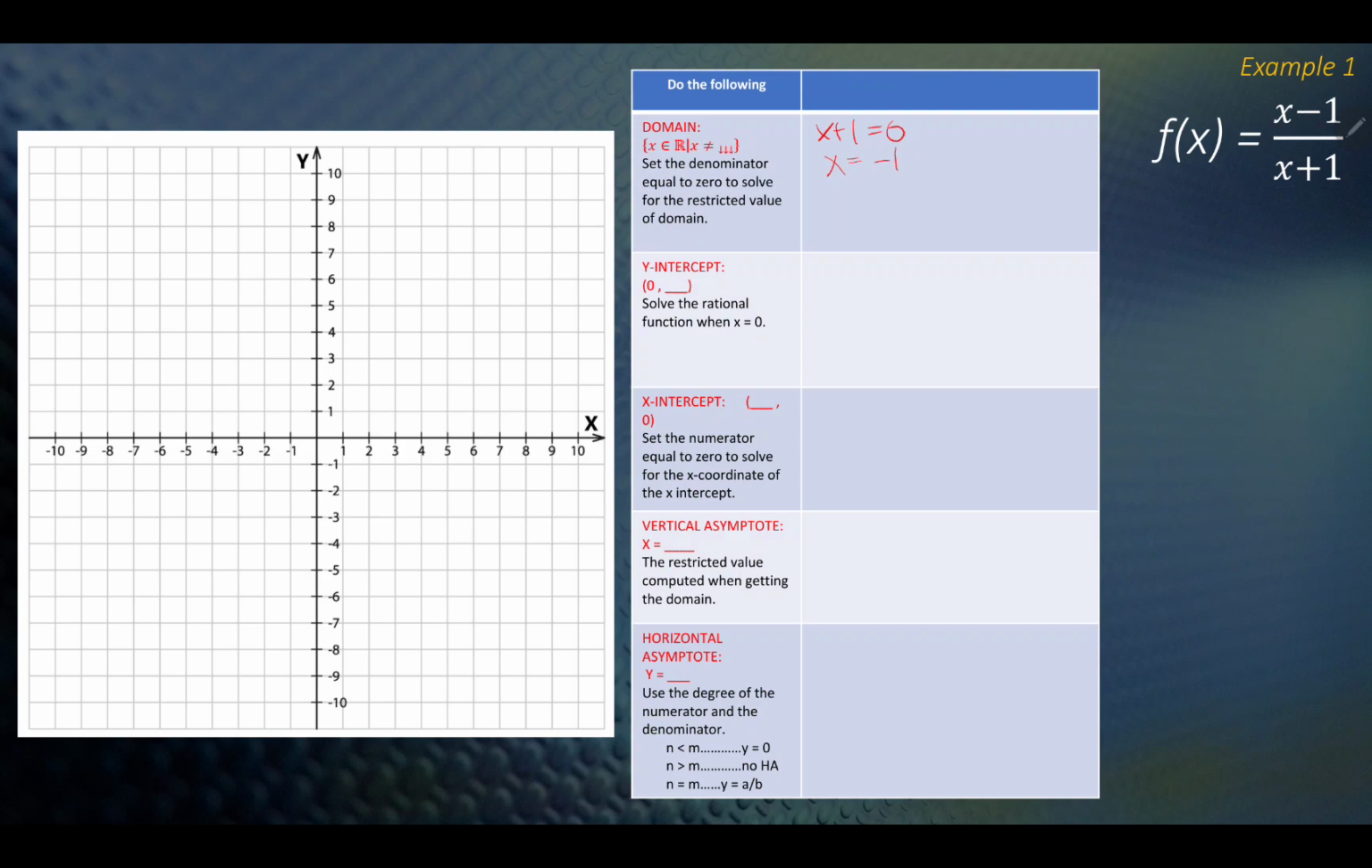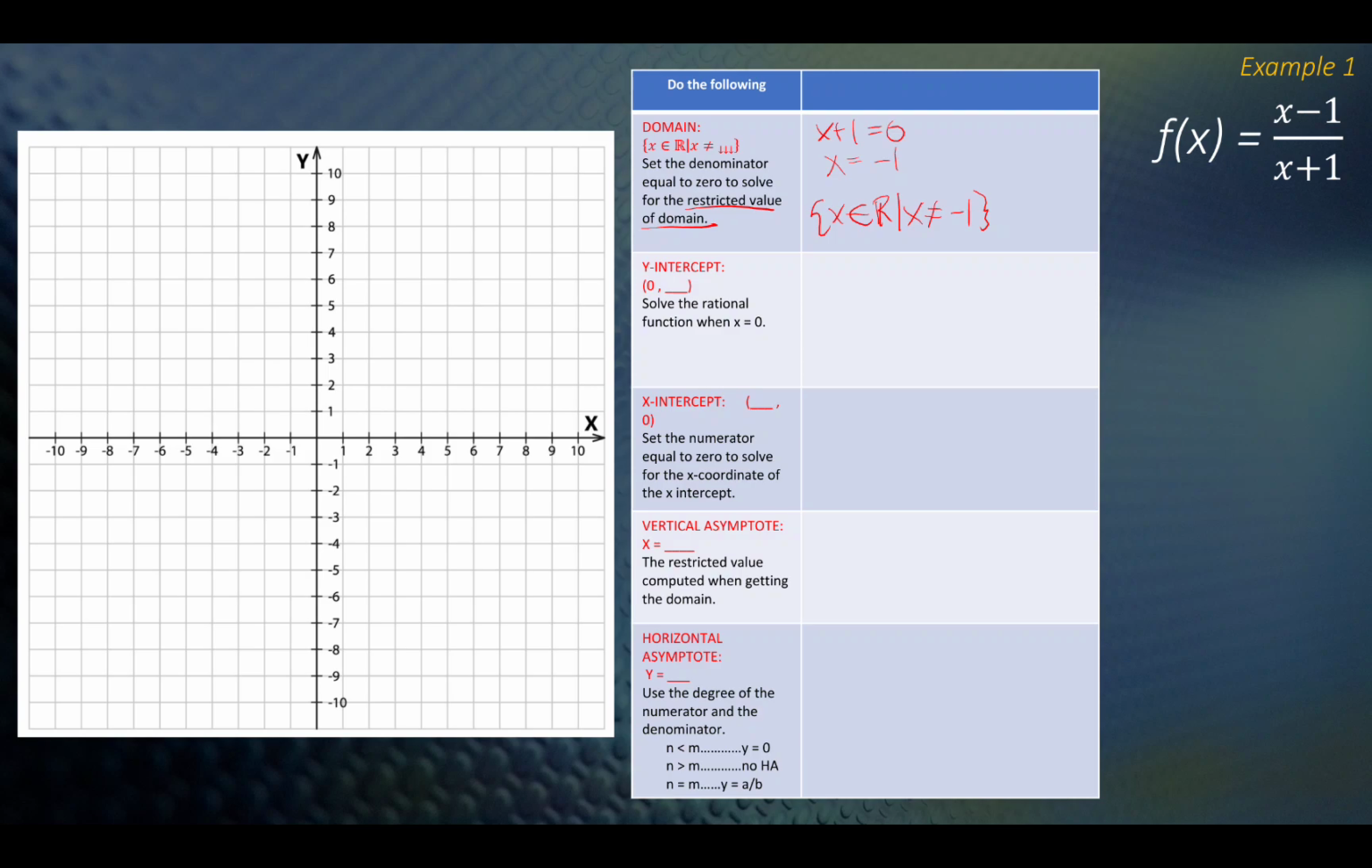We are going to say that this -1 is the restricted value of the domain because it makes our denominator 0. We all know that when a denominator is equal to 0, the solution becomes extraneous. That's why we say that x is an element of the real numbers such that x is not equal to -1. It only says that we can have all other values of x except for -1, again because it makes the denominator equal to 0.